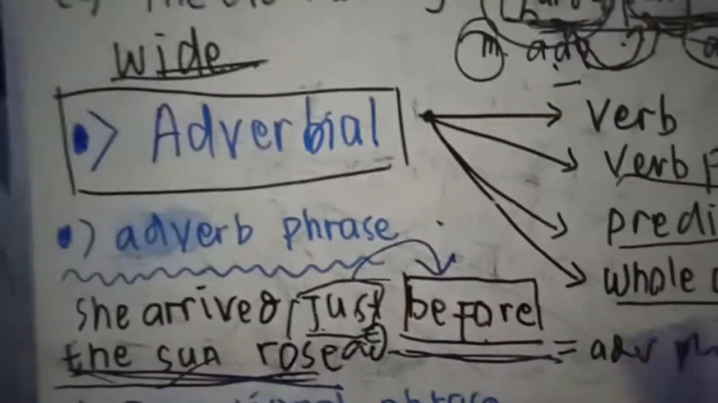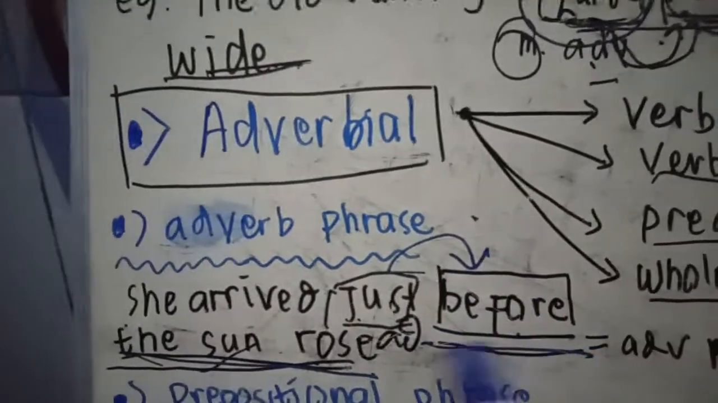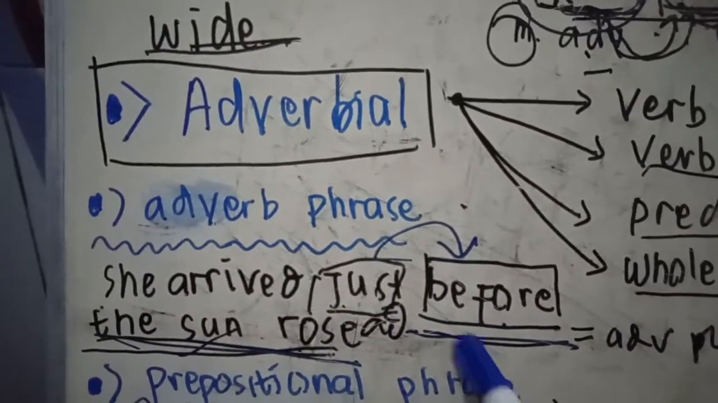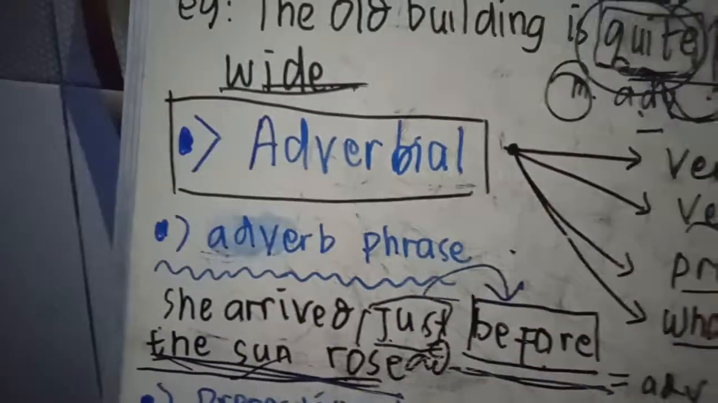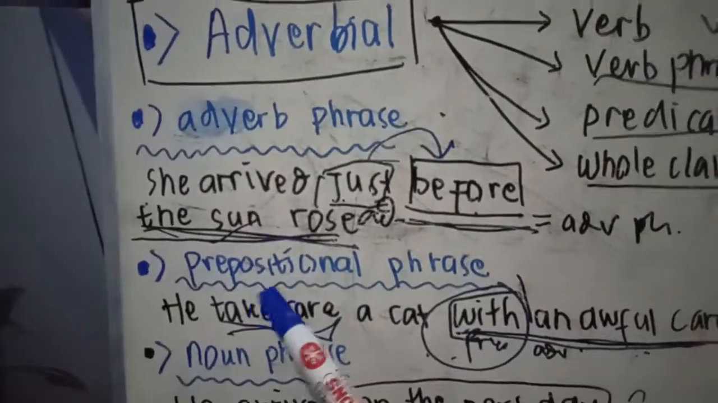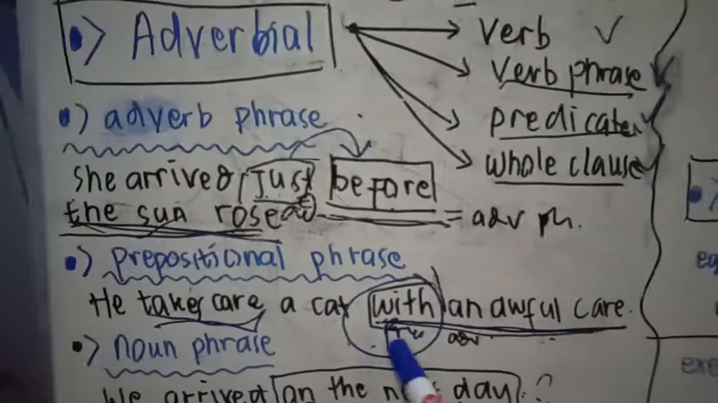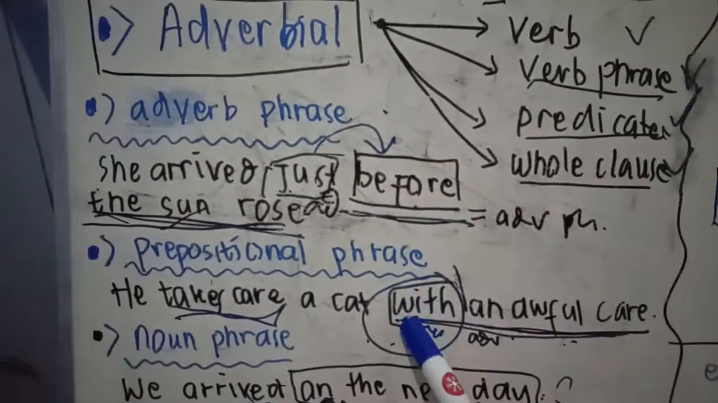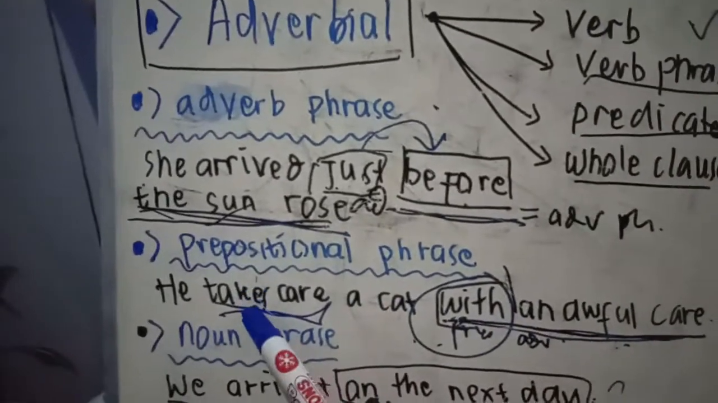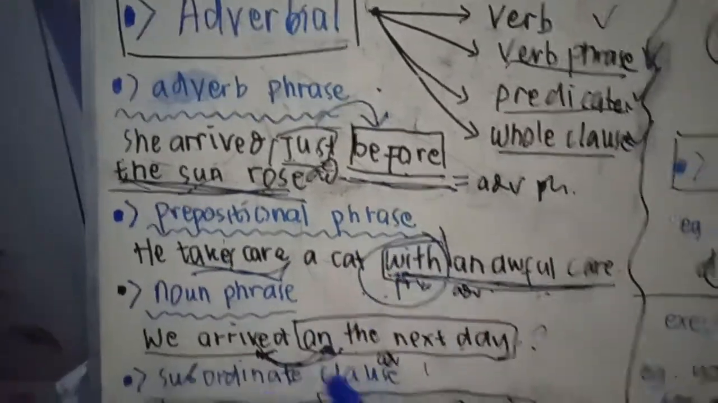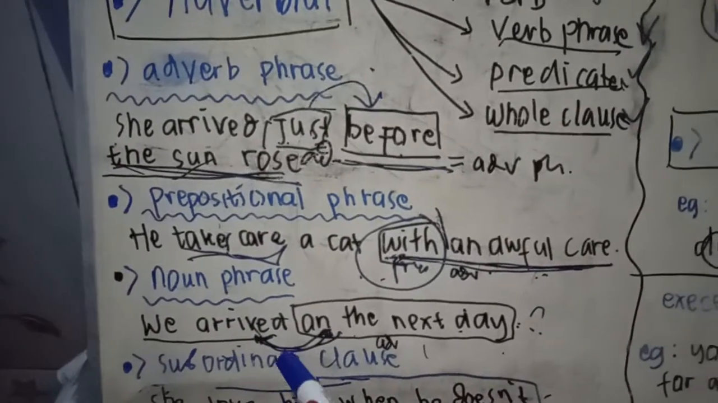Adverb phrase: She arrived just before the sun rose. Before the sun rose here is an adverb phrase, and just is explaining it. Just before the sun rose. Next, prepositional phrase. He takes care of a cat with an awful care. With an awful care here is a prepositional phrase, and it explains how he takes care of a cat.